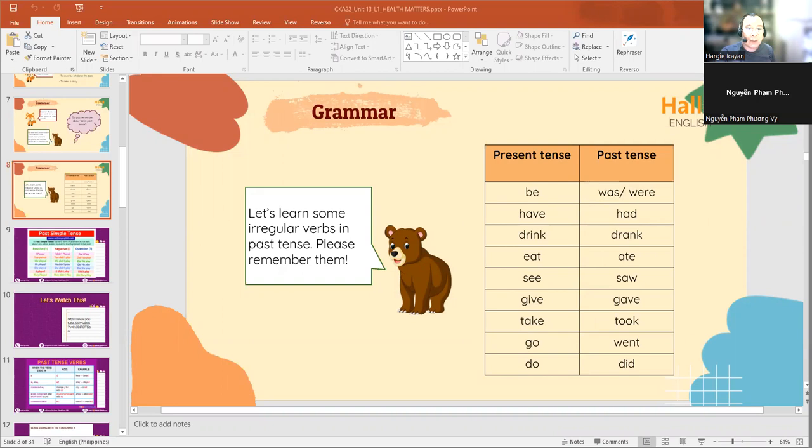Okay, it's had, drink, ate, saw, gave, took, went, and go. Okay, very good. That one is correct. Okay, I want you to remember this one, B, okay?